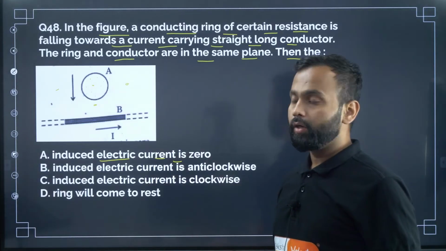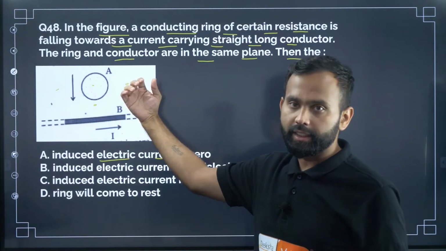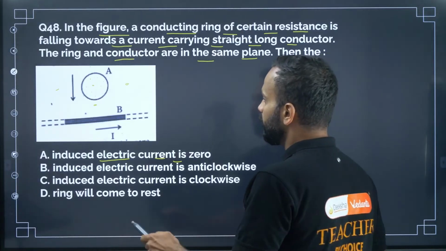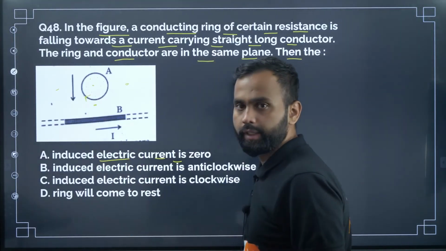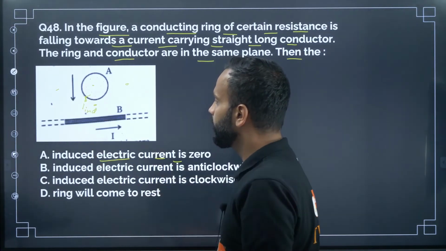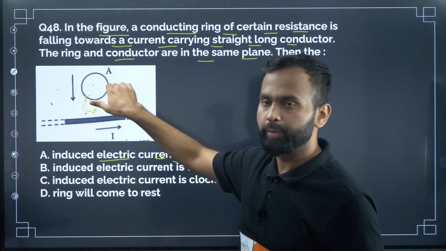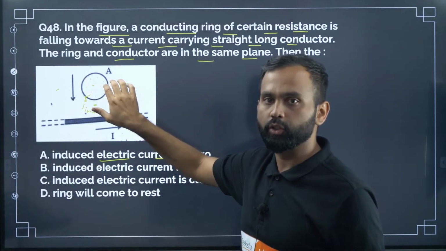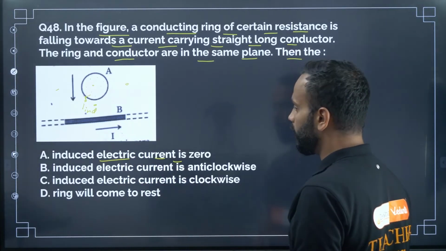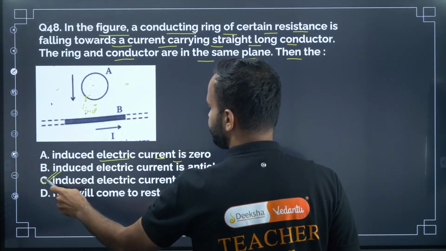So according to Lenz's law, here the induced current will be produced in such a way that it opposes the increase in magnetic flux, right? So in which direction will induced current be produced? In clockwise direction, right? So apply right hand thumb rule. Here the direction of the magnetic field is into the plane due to the induced current, right? So it is opposing the increase in magnetic field, right? So the direction of the induced current is in clockwise direction, isn't it? So option C is the correct answer.